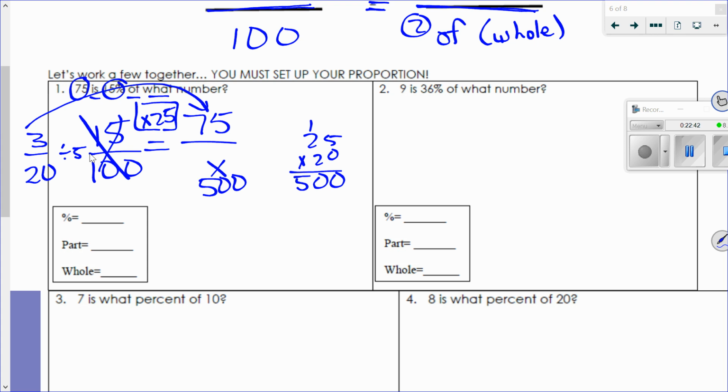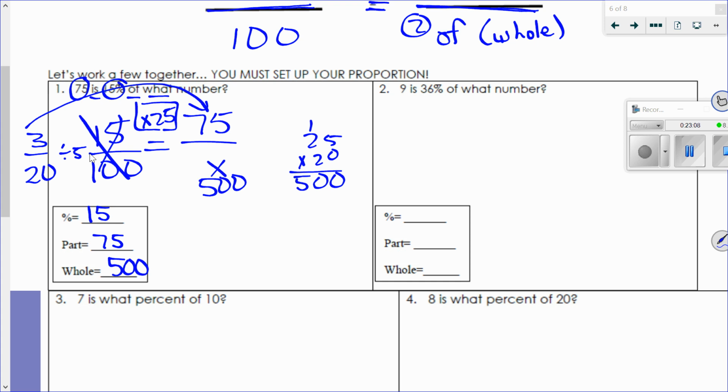So what was my percent? 15. What was my part? 75. What was my whole? 500. Should be easy. If you guys will follow the steps, this should be very easy. If you want to try to get lazy and just throw numbers in, you're going to get messed up.